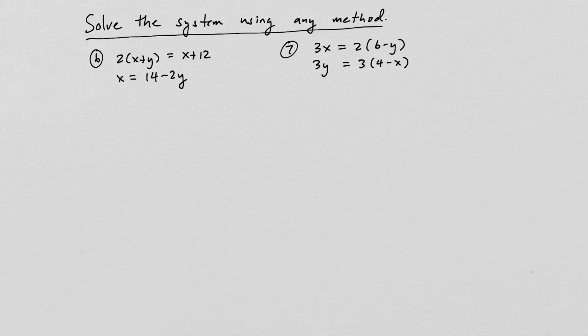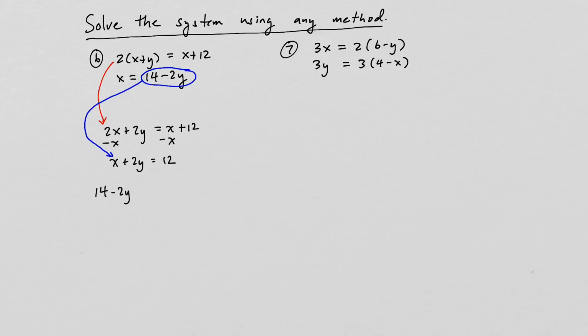My recommendation would be to go ahead and simplify the first equation. You don't have to do this, but if you do, that first equation will become 2x plus 2y equals x plus 12. And then if we subtract x from both sides, this will give us x plus 2y equals 12. Now I can take my second equation, x equals 14 minus 2y, and we can replace the x in the first equation with that expression 14 minus 2y.